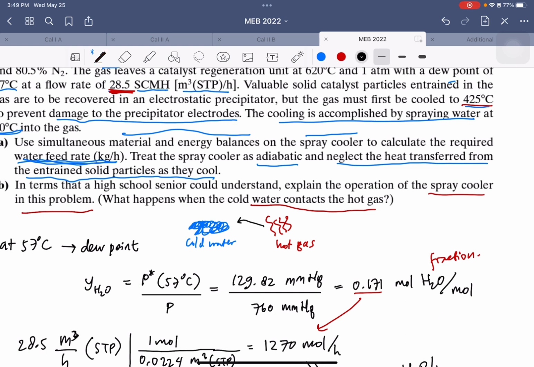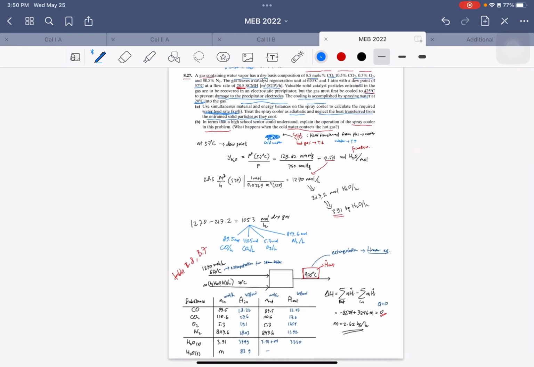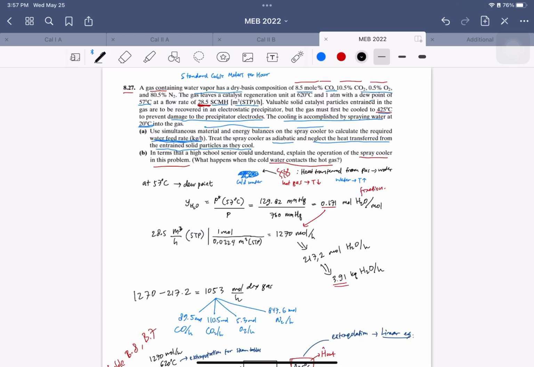So if this is going to contact with the water, then first of all the heat is transferred, right? The heat transferred from gas to water. And then the gas, the T is lowering, and the water, the T is rising. Okay, just as simple as that. Okay, that's 8.27.